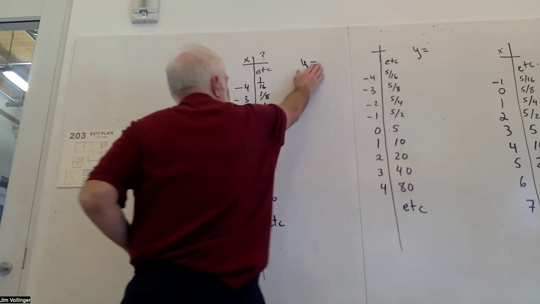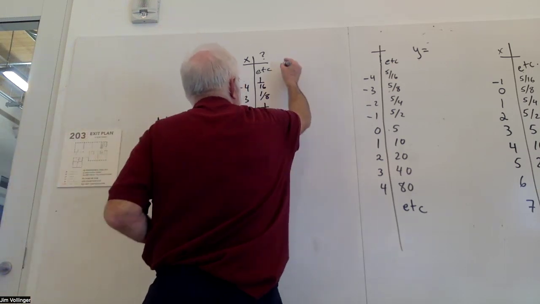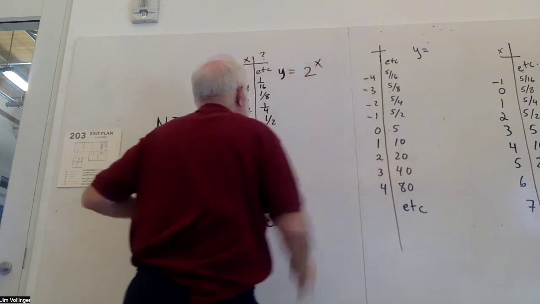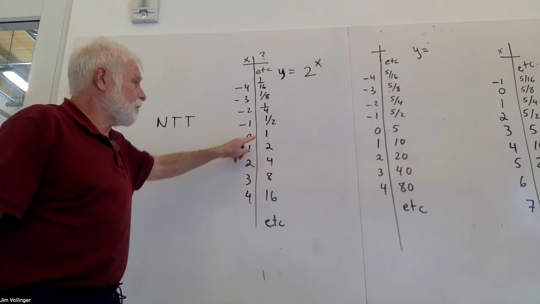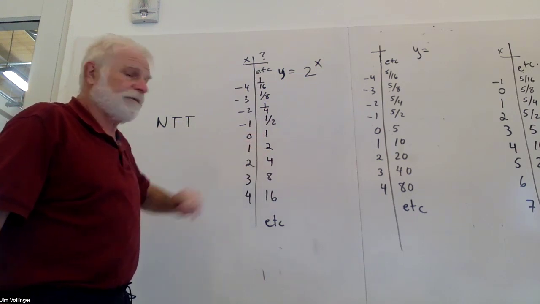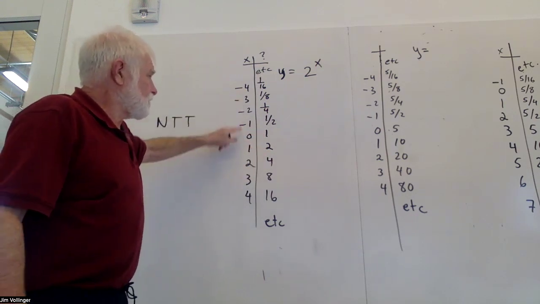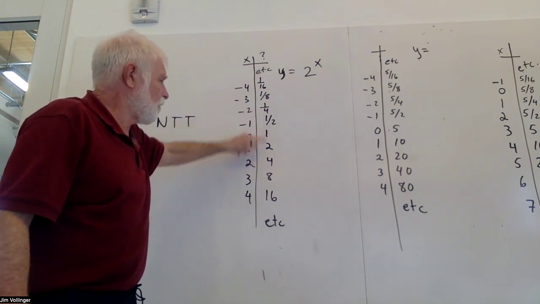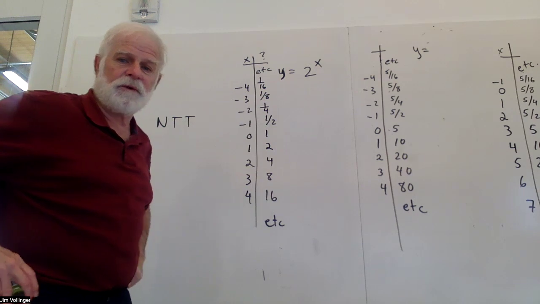All right, so I'll start here. And what do I see? I see y equals 2 to the x. 2 to the 0 is 1, 2 to the 1 is 2, 2 to the 2 is 4. Reciprocals, right? Those reciprocals. So 2, 1/2, 4, 1/4, 8, 1/8, so on and so forth.